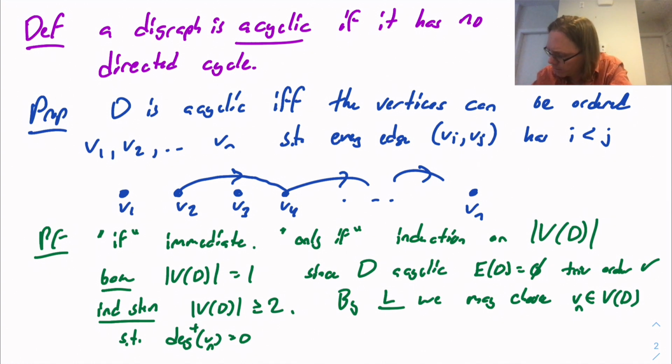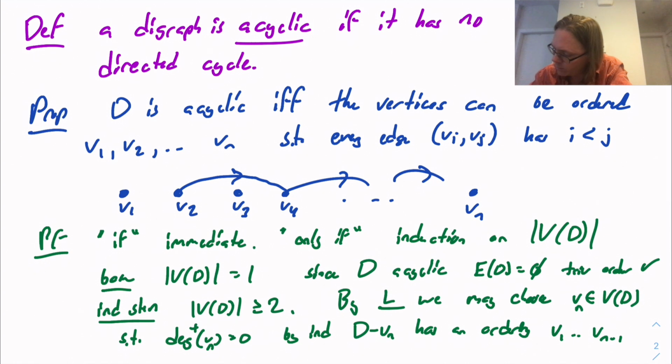I will write a little bit more of that. So now by induction, D minus v sub n has an ordering, say v1 on up to vn minus 1, with all edges to the right. And now the ordering v1 up to vn minus 1, vn is a suitable ordering of the original.